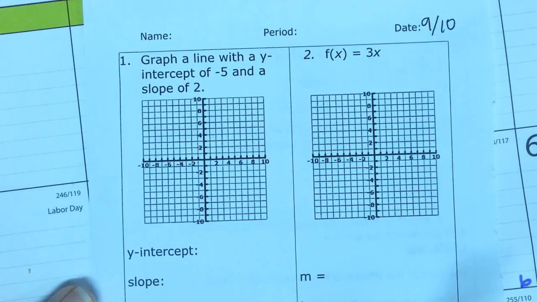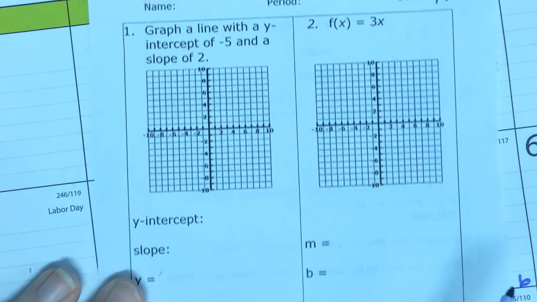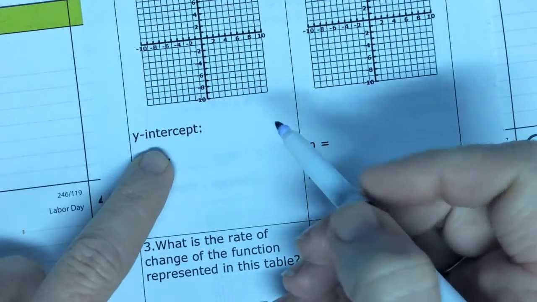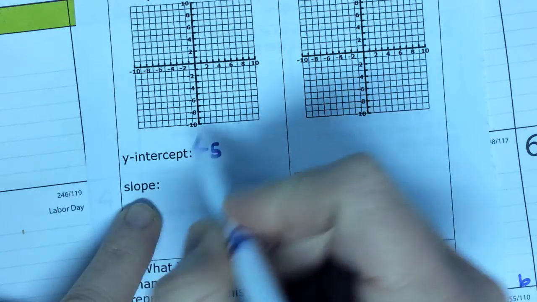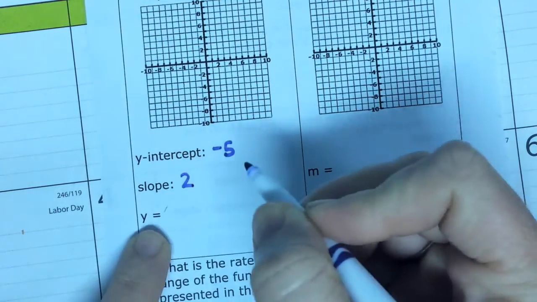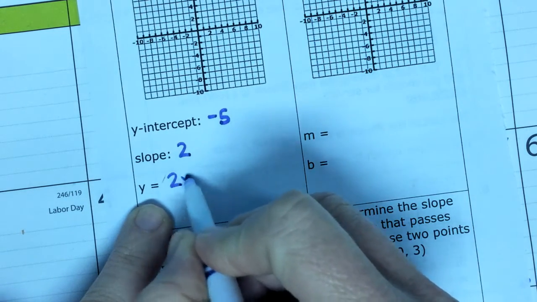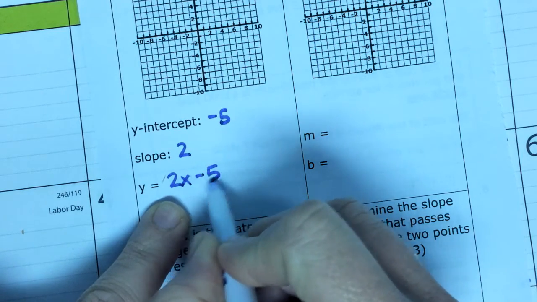Okay, so for number one, it wants us to graph the line with a y-intercept of -5 and a slope of 2. So down here, I know that my y-intercept, because it told me up here, was -5. And then it told me that my slope was 2, so I'm going to write 2 here. Therefore, my equation would have to be y equals 2x, because remember my slope is always what has the x attached to it, and then minus 5.